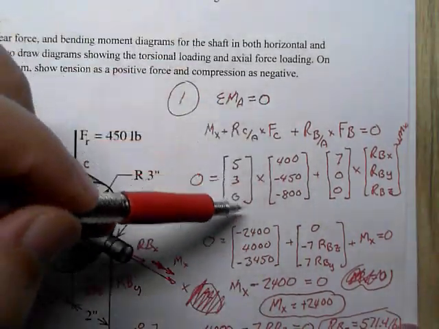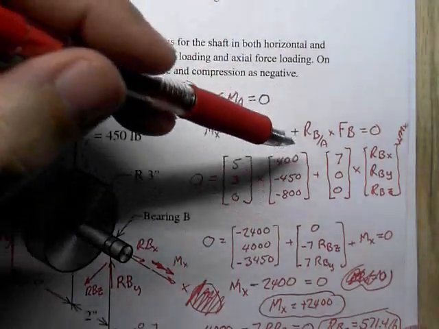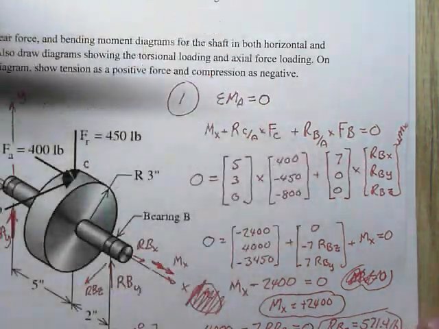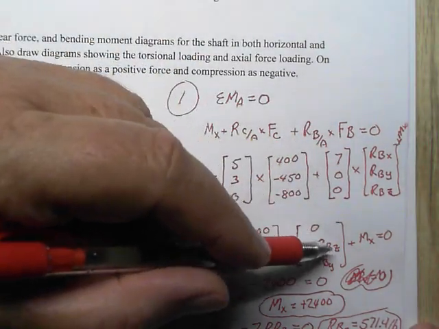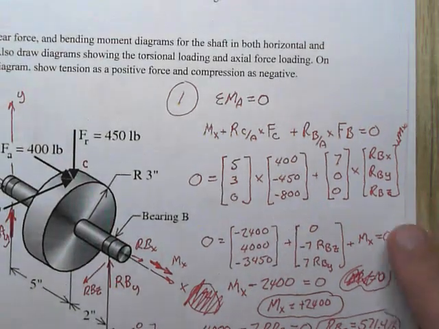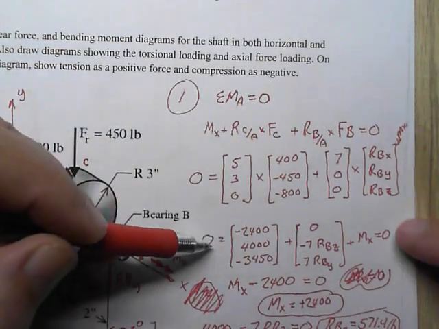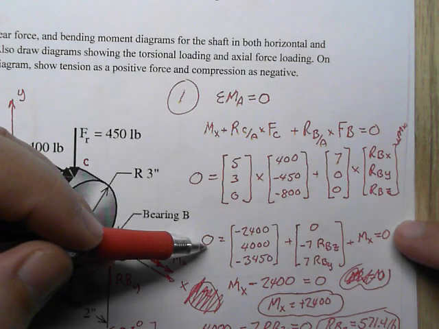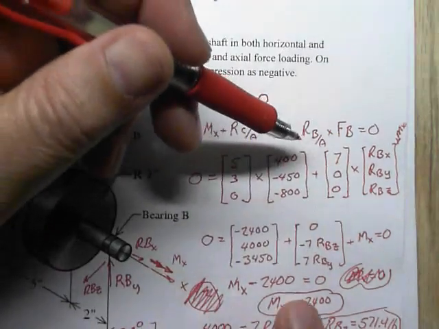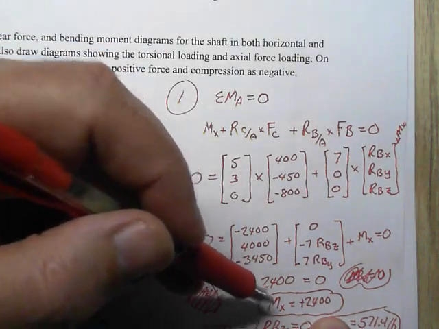Doing the cross products, since we have all numbers here, we get a numerical cross product. You can check that. We have 7, 0, 0 crossed with RBX, RBY, RBZ, which gives a 0, minus 7 times RBZ, and plus 7 times RBY. Then I still have that moment in the X term. This is one vector equation that can be split into 3 scalar equations. Taking only the X terms, I get minus 2400 plus 0 plus that moment in X equals 0, which gives the torque as 2400.